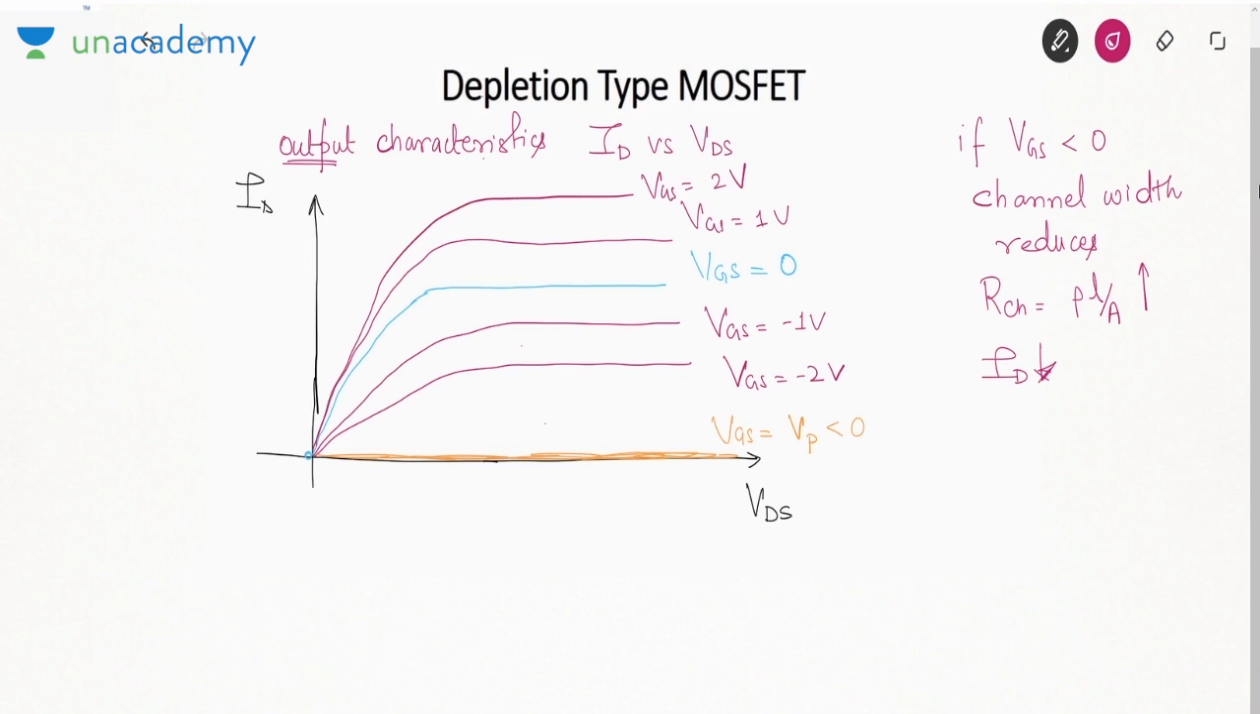So that is what I told earlier. That is, by applying the gate voltage, we are controlling the width of the channel or the resistance of the channel. Now these are the output characteristics. The other characteristics are the transfer characteristics. In MOSFET, we never draw input characteristics because in MOSFET the input current is 0. Due to the oxide layer, there is no input current, so we can't draw the input characteristics.